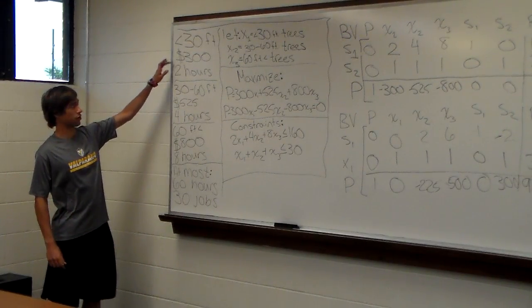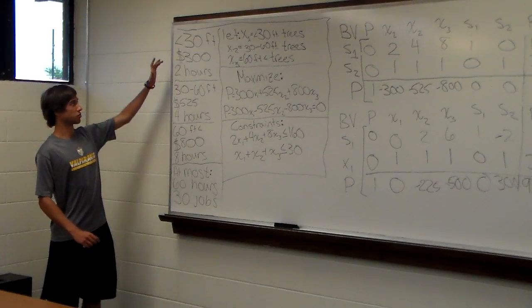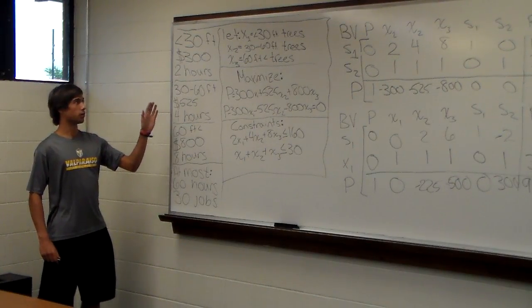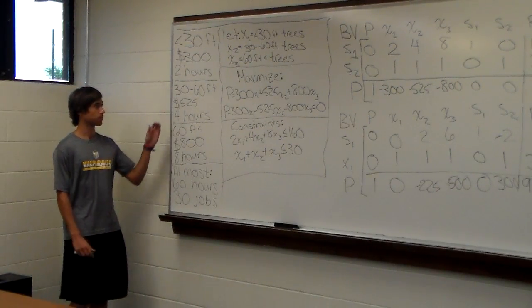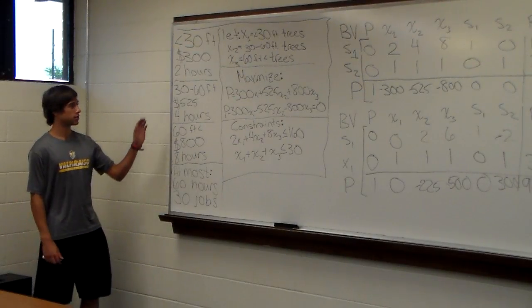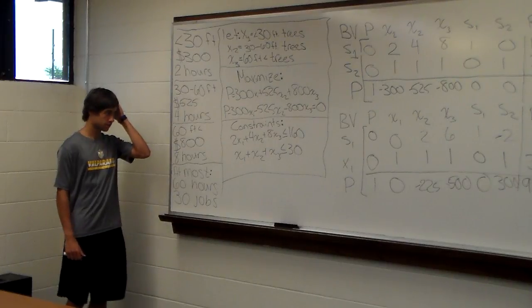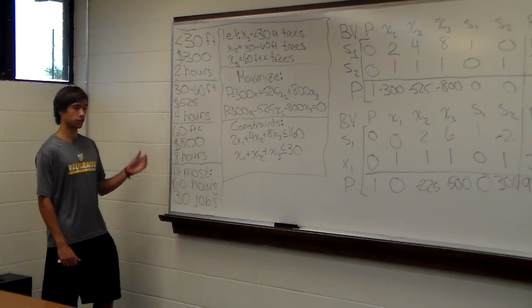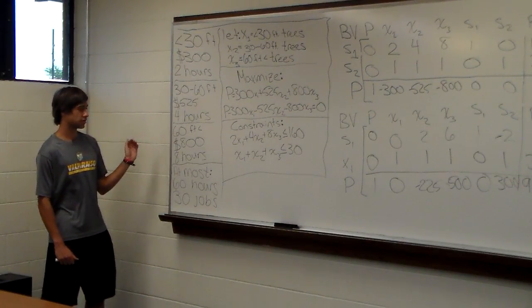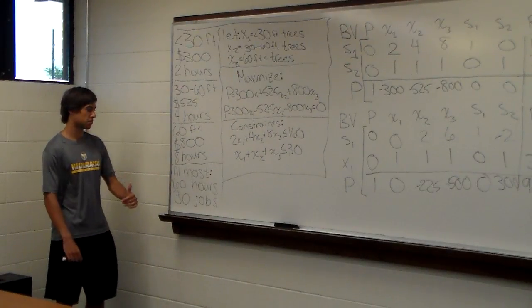If trees are 30 feet or smaller, it'll cost $300 and 2 hours worth of time to trim those trees. For 30 to 60 feet trees, she charges $525 and it takes 4 hours to trim those. And for trees that are 60 feet or taller, it costs $800 and takes 8 hours.